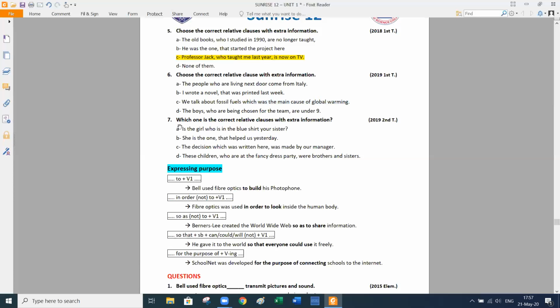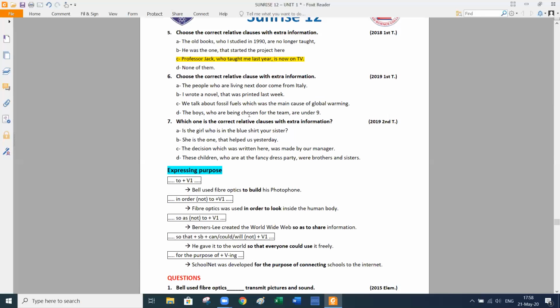And D says the boys, comma, who are being chosen for the team, comma, are under 9. According to the rules, it is correct. Comma is used. Who is used for the boys. That's correct. Two commas are used to separate the relative clause from the main clause. So all the rules apply here. So we say that our answer is D.